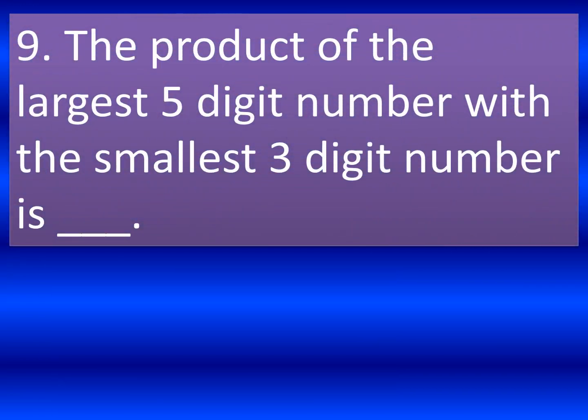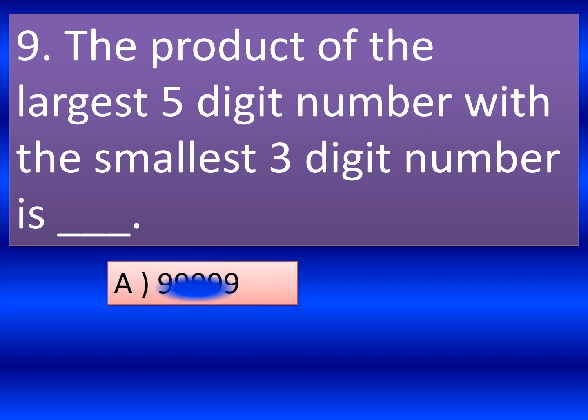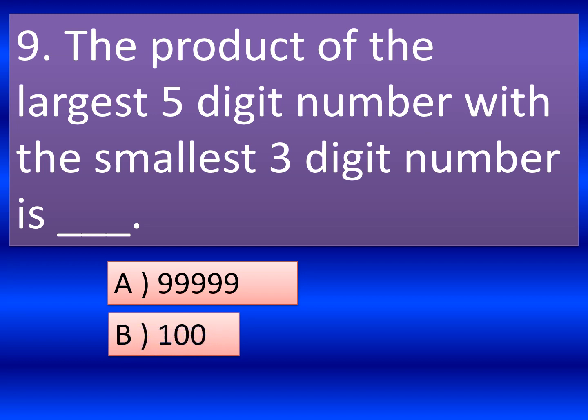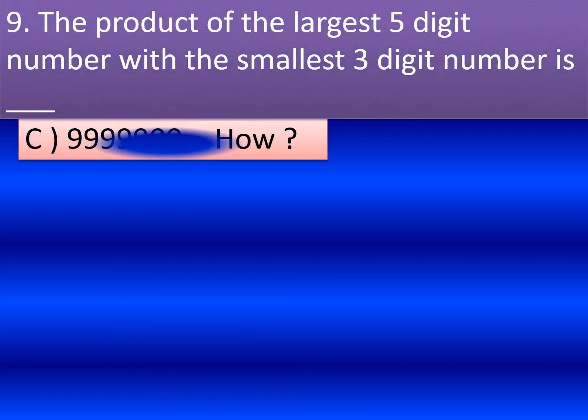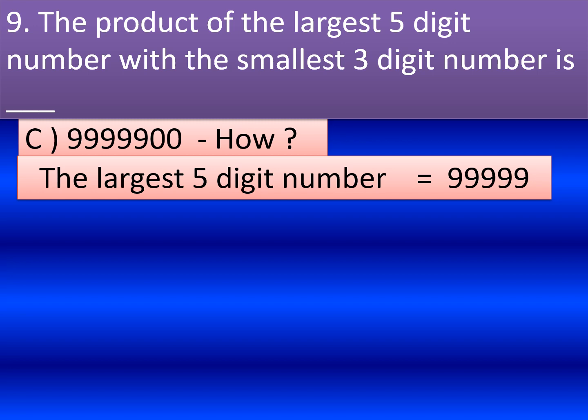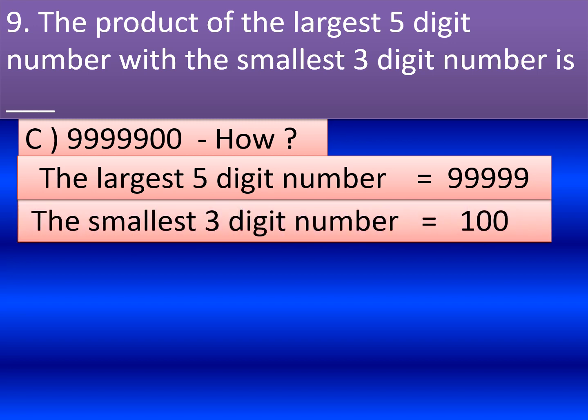Next question. The product of the largest 5-digit number with the smallest 3-digit number is dash. The correct option is option C. How? Let's see. The largest 5-digit number is equal to 99,999. The smallest 3-digit number is equal to 100.